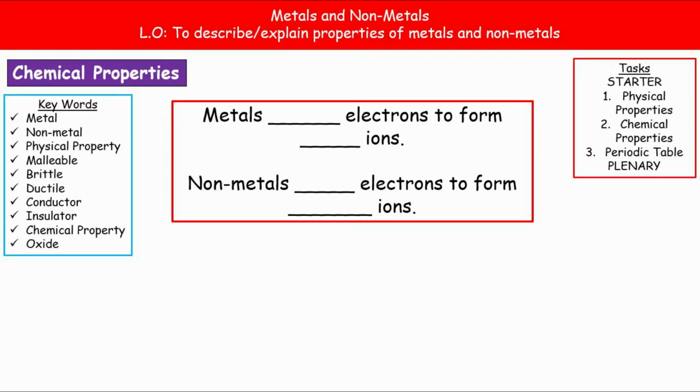Next thing I'd like you to have a go at doing then is looking at a couple of these chemical properties, just recapping on when we form ions for metals and non-metals. So 4 blanks, have a go at writing down those 2 sentences and filling in the blanks.